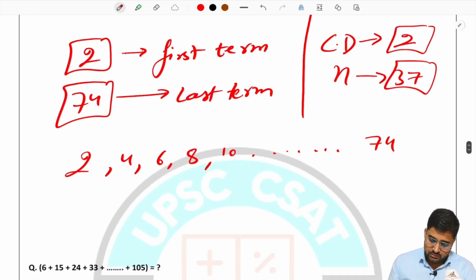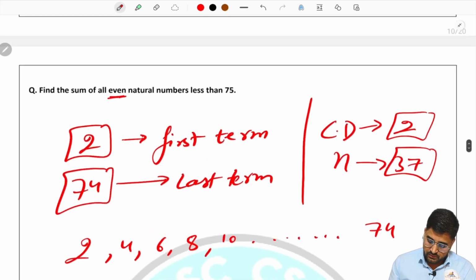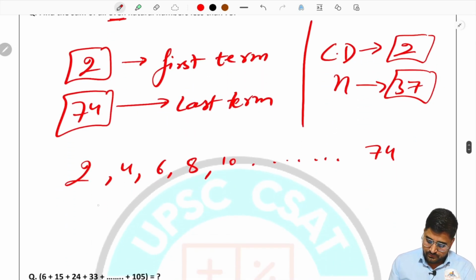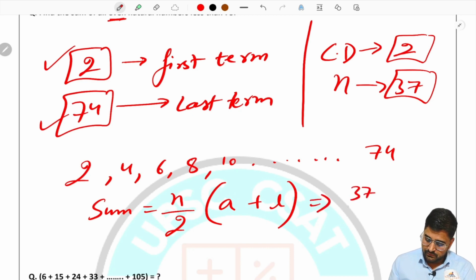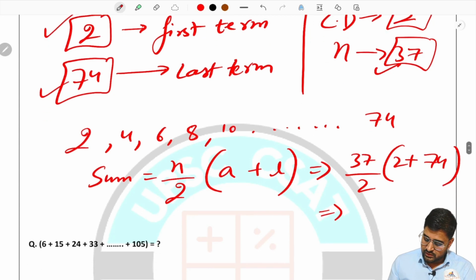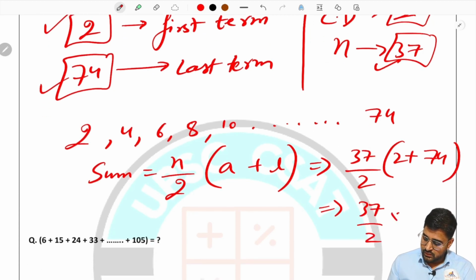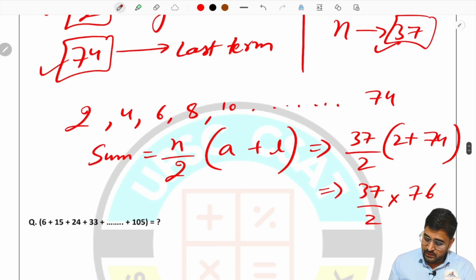Okay, now the required sum is n by 2. We are using the a plus l thing, first term and the last term. I will write a plus l. This stands for 37 by 2, a plus 74. So it becomes 37 by 2 into 76. Now it becomes 37 into 38. Okay ji.